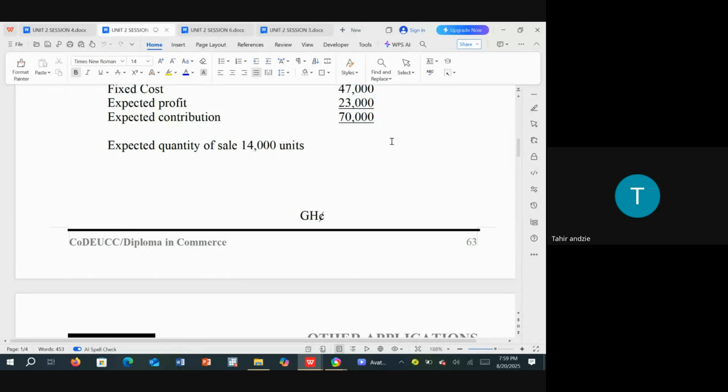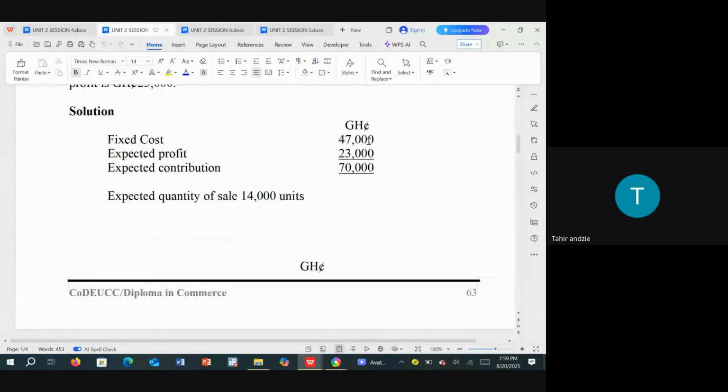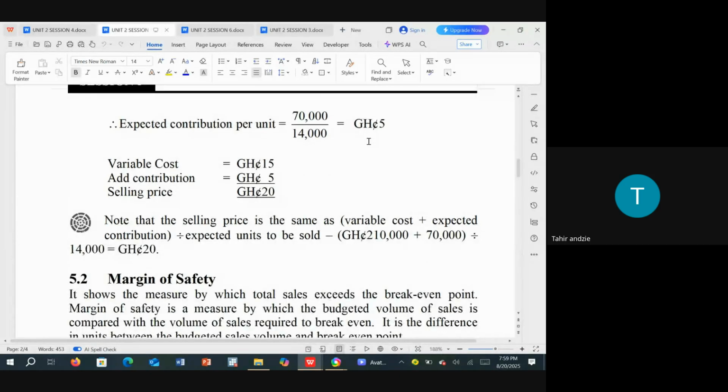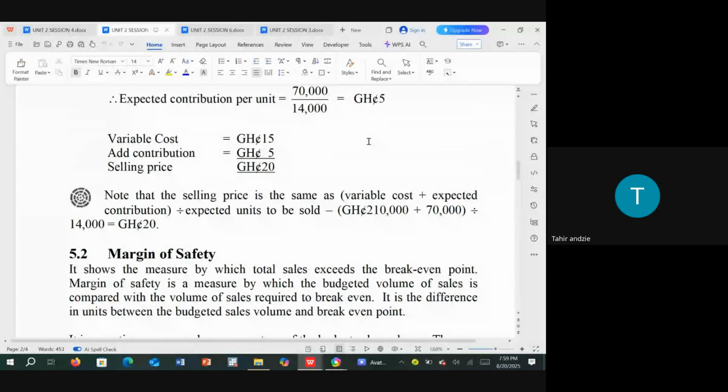Therefore, the sales revenue divided by the units sold should give us the selling price. Better still, you can get the contribution per unit plus the variable cost per unit. That is also equal to the selling price, because contribution per unit plus variable cost per unit gives you the selling price. Right, so that is it. So there are two ways of doing it: you can use the unit approach, or you can use the total approach.